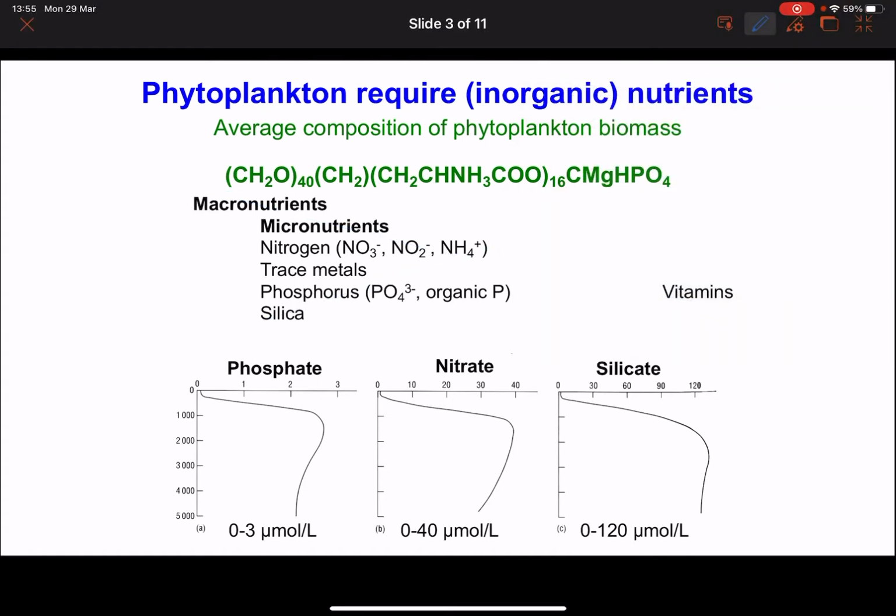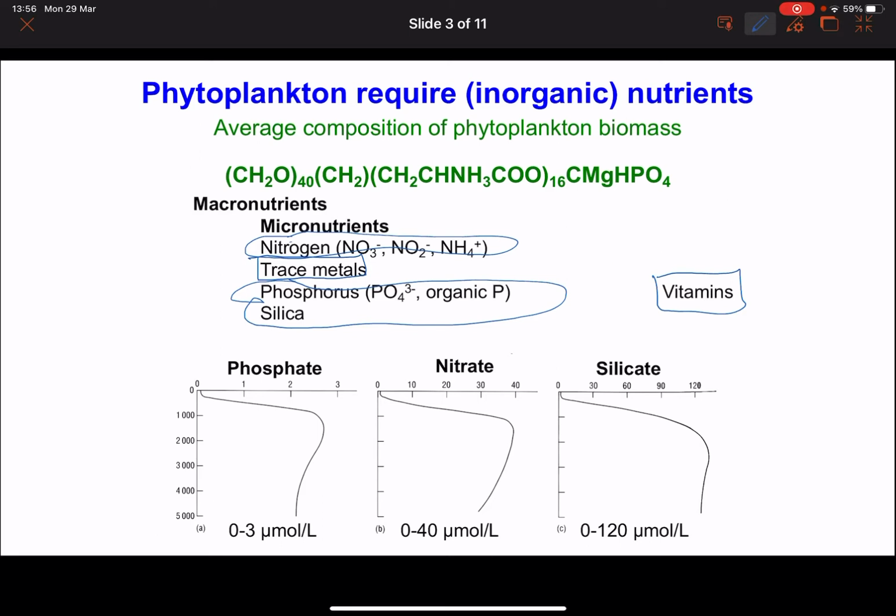Okay, so the macronutrients are nitrogen, phosphorus, and silica, which means you need a lot of them. And then the micronutrients are trace metals and vitamins, so that means you need just a little bit of them. In this lecture, we're talking about macronutrients, so nitrogen, phosphorus, and silica. So you can sort of forget about the other two for now.